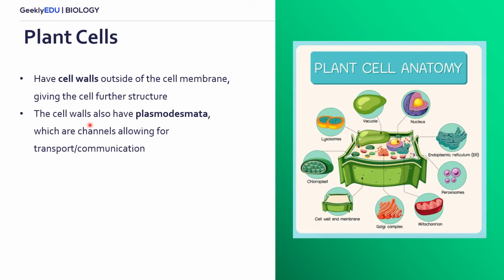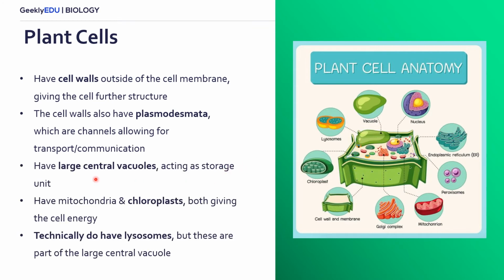And then in the cell wall, we have plasmodesmata, which are channels which allow for transport and communication, moving molecules in and out of the plant cell. So here we can see on the inside, we have our plasma membrane, and then on the outside here, we have the cell wall, and then these little holes are going to be the plasmodesmata.